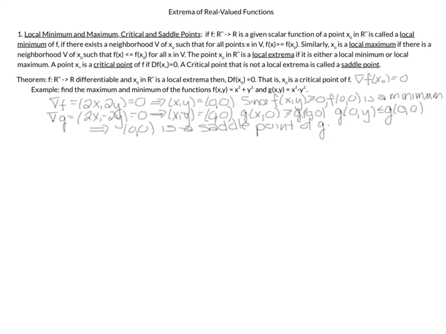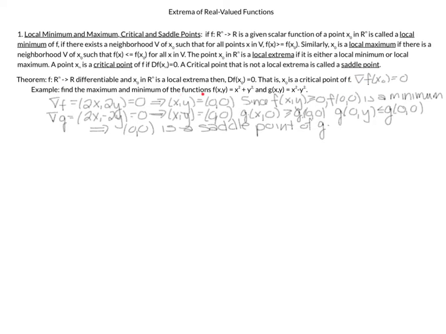We have the theorem. So if we have our function f and it's differentiable and x0 is in Rn and x0 is a local extrema, then the derivative, the partial derivative matrix evaluated at x0, is equal to 0. That is, if x0 is a critical point, then the gradient of f evaluated at x0 is equal to 0. So we'll do an example.